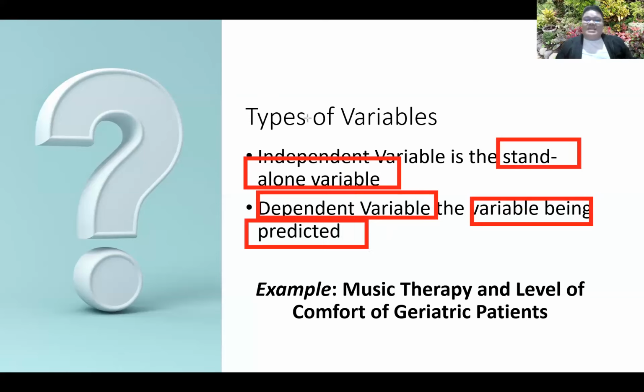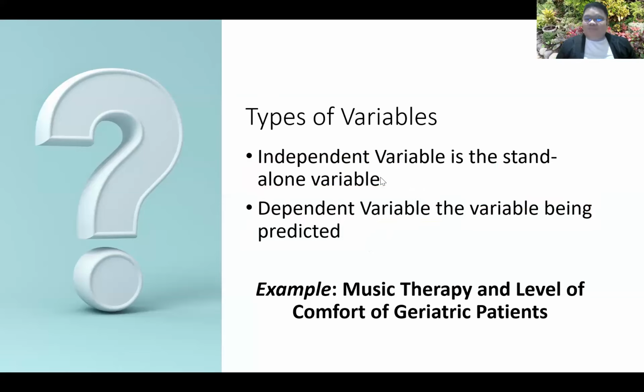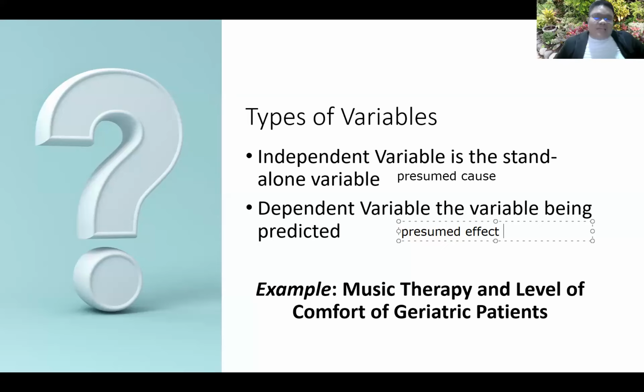Ano pong ibig sabihin natin dito? In research, another way for us to differentiate this is by saying that the independent variable is actually the presumed cause and the dependent variable is actually your presumed effect. Okay? Again, class, your independent variable is your presumed cause at saka your dependent variable is considered to be your presumed effect. Okay? Now, halimbawa, tingnan niyo itong study na to.